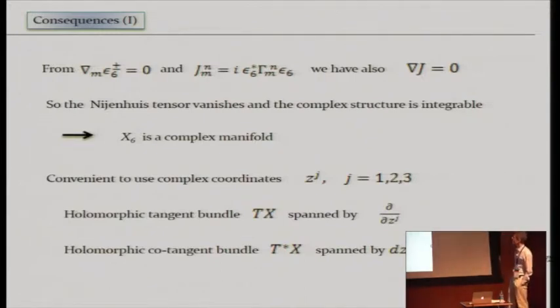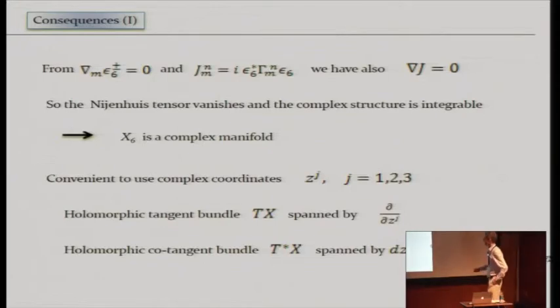Now, if you're on a complex manifold, and we will be on a complex manifold for quite a while, it's often convenient to use complex coordinates rather than real coordinates. A lot of the symmetries and properties will be a lot more self-evident when you use complex coordinates. So Z upper j will typically denote a complex coordinate where the indices go from 1 to 3. I need 3 complex coordinates to describe X6. So Z1 is like X1 plus iX2, Z2 is like X3 plus iX4, etc.